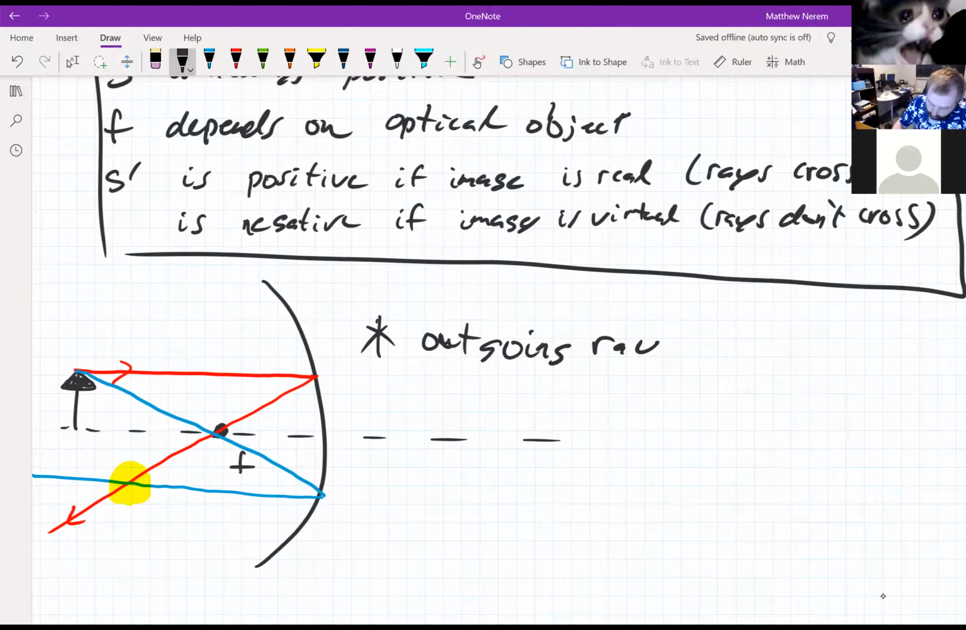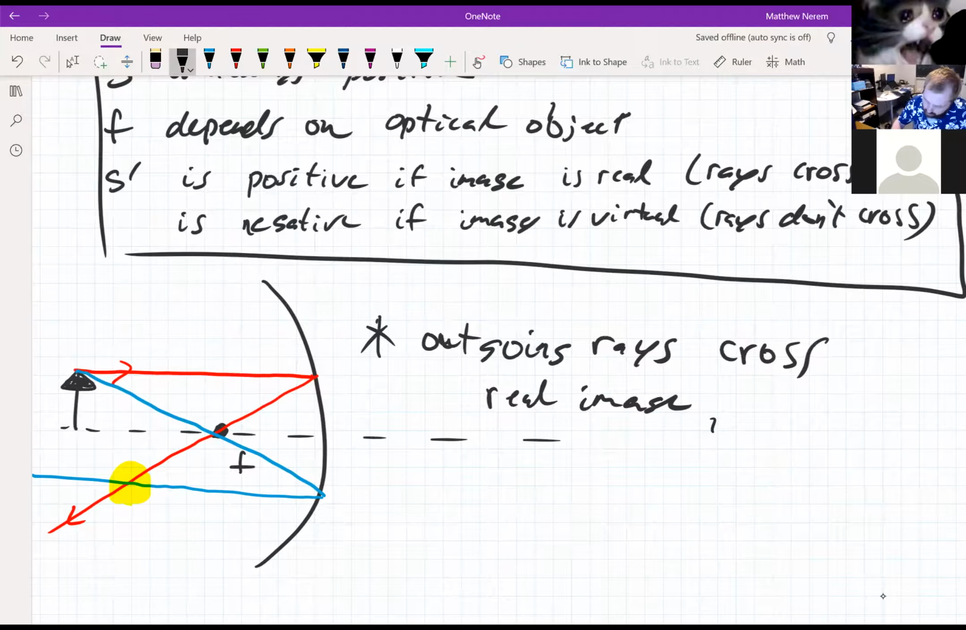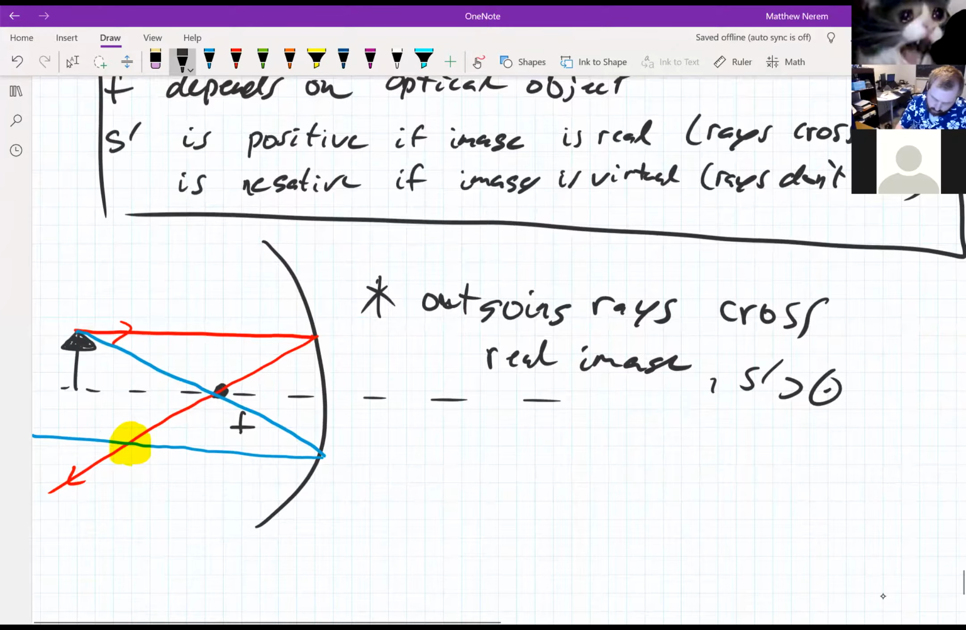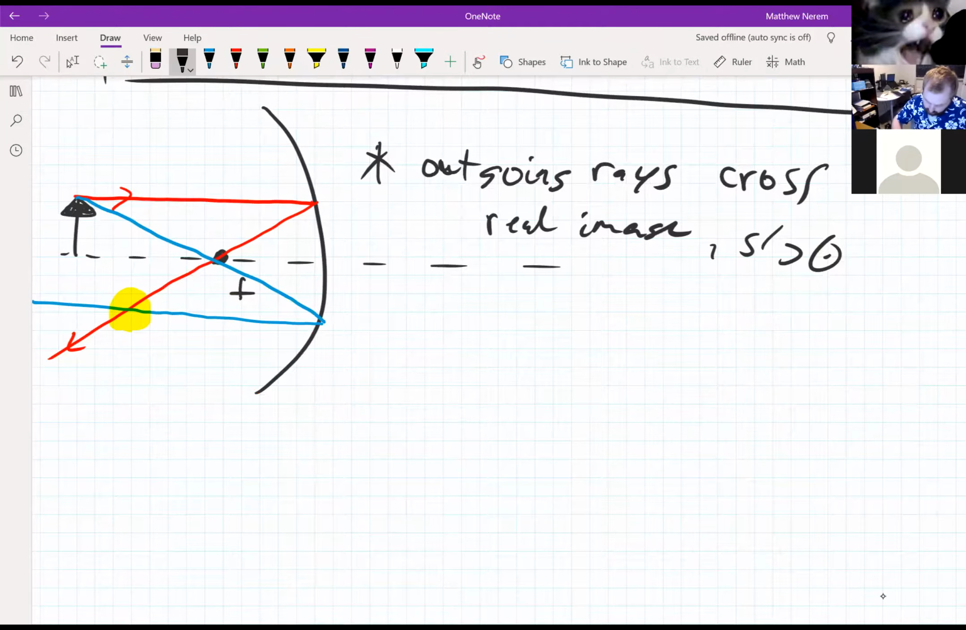The outgoing rays cross. That's what I mean. That's a real image. S prime is greater than 0, positive. Let's do our next one. I next claimed that the converging lens would be positive.